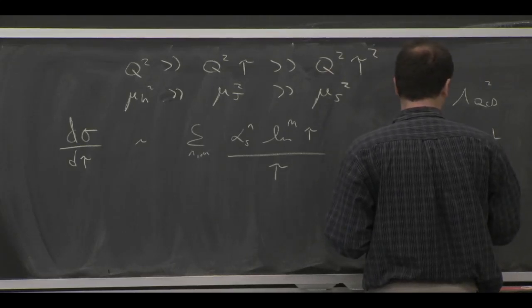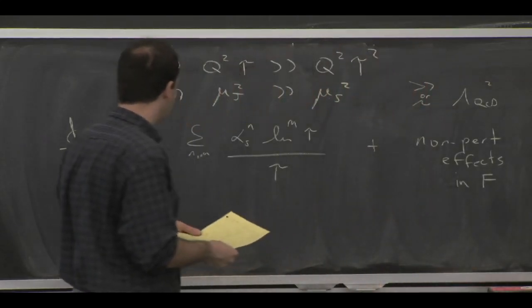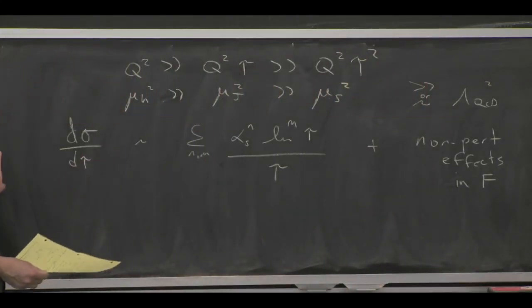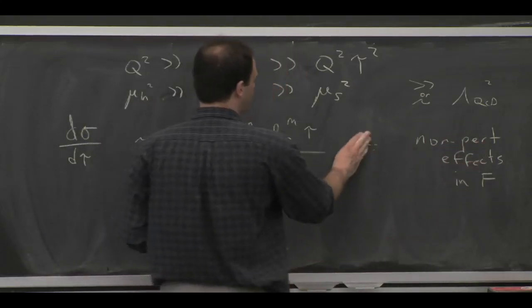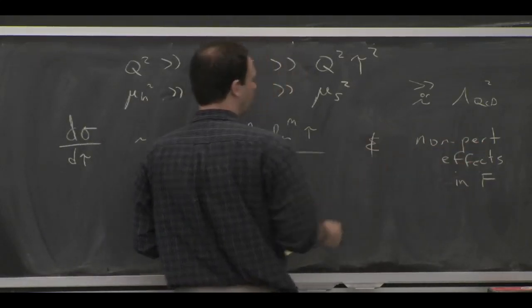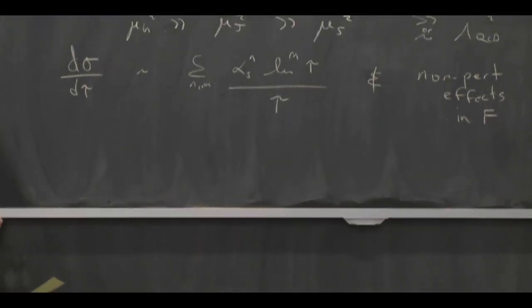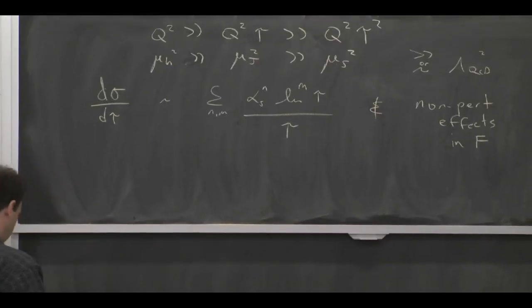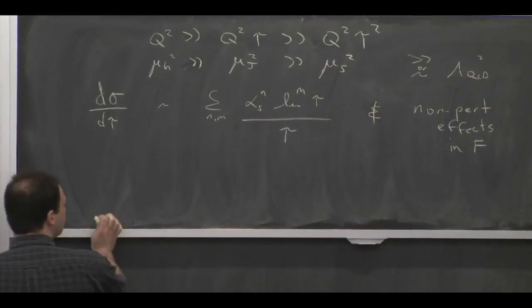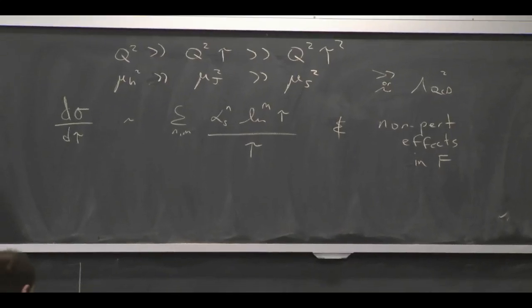So if you want to think at a base level about what is inside our formula, it's all these terms. We're able to determine them from our factorization theorem. And then there are also non-perturbative effects that are in this F function. And the factorization theorem is telling us how to compute these things and include them. So what does it look like as a picture? What does the cross-section look like?